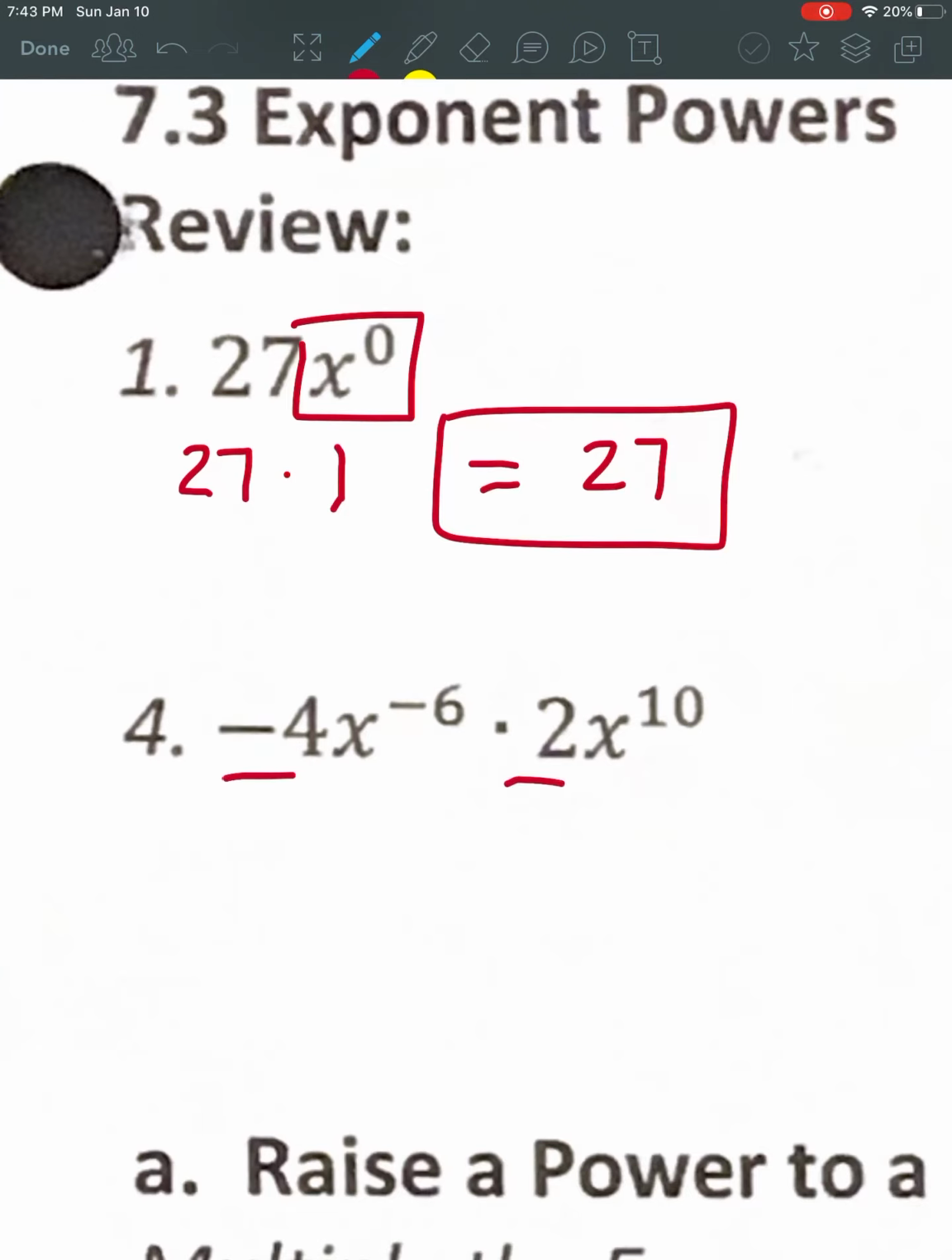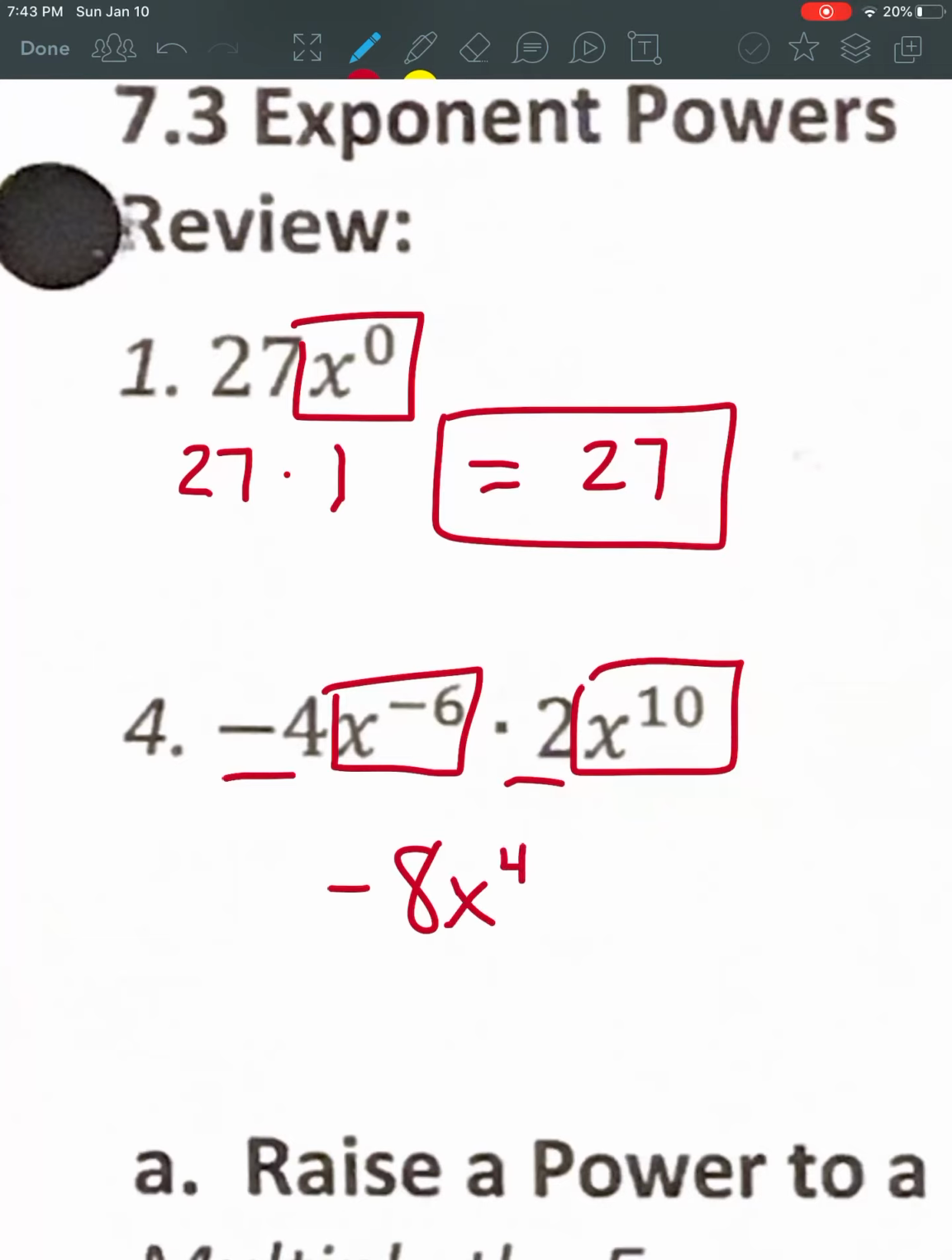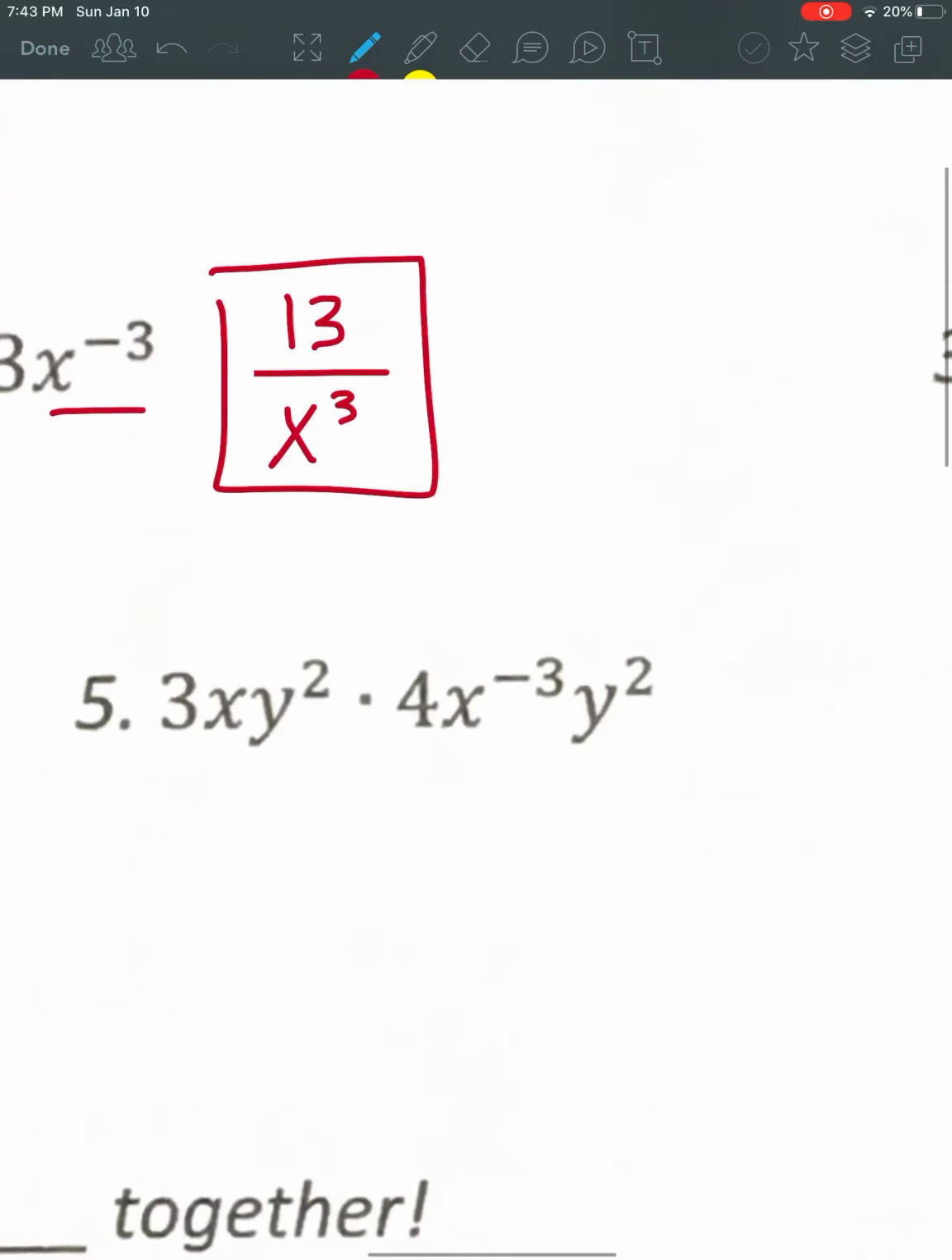So we can multiply coefficients. Negative 4 times 2 is negative 8. We have same bases, x, so we just need to add our powers. Negative 6 plus 10 is positive 4. So negative 8x to the 4th.